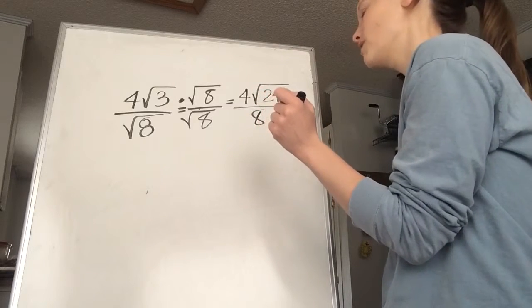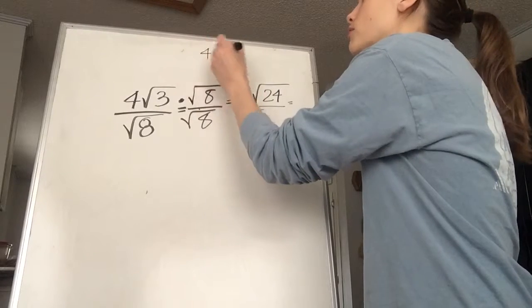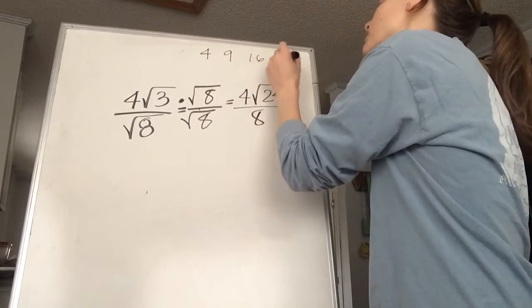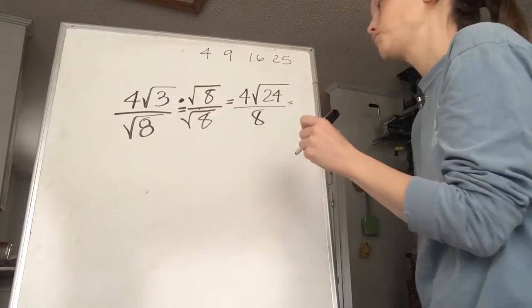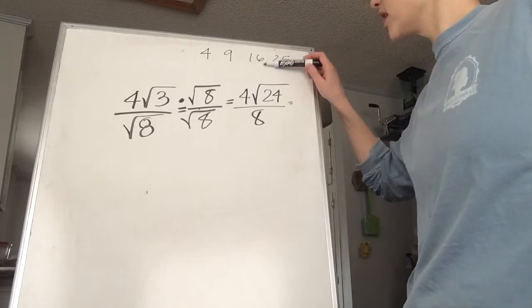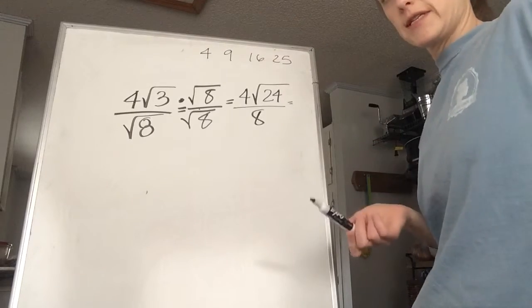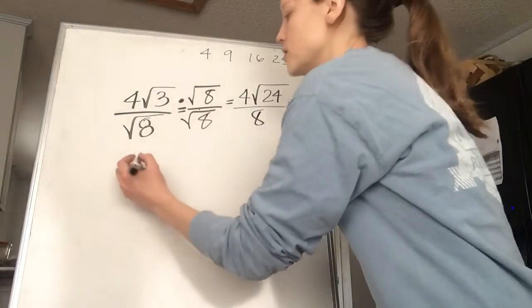So square root of 24, what perfect squares are there? And if you need to remember, 4, 9, 16, 25. That's about as big as it's going to get here. So 16 does not go into 24 evenly, 9 doesn't go into 24 evenly, but 4 does. And it goes into it 6 times. So we're going to write that out.